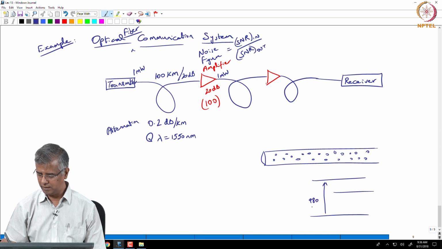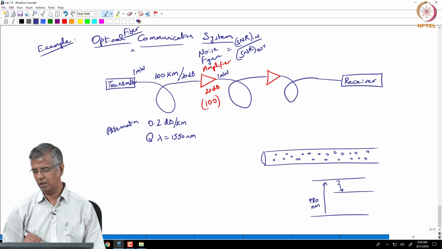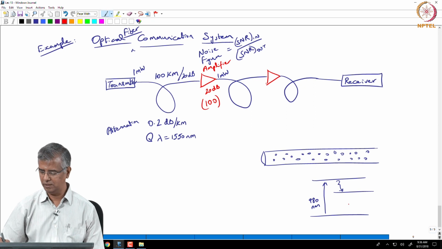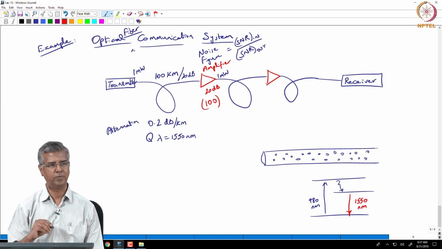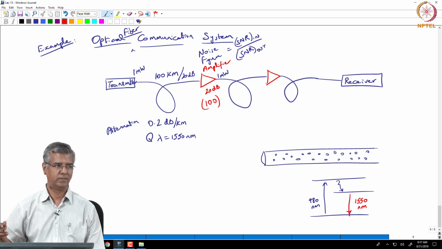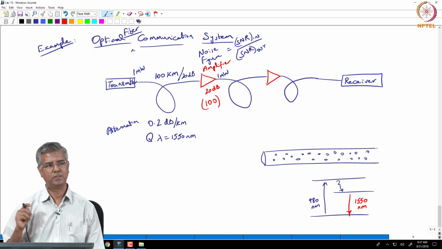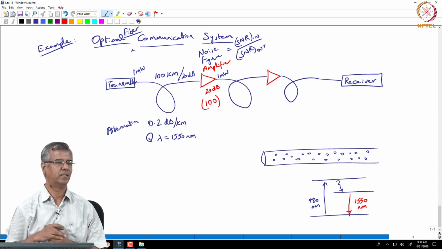So you are pumping external energy at 980 nanometers, and it goes to a higher energy level, and erbium is such that it actually comes down to a lower energy level through non-radiative relaxation. And from here, this transition corresponds to 1550, okay. This is actually God given. Specific rare earth ions have a specific energy level structure, right?